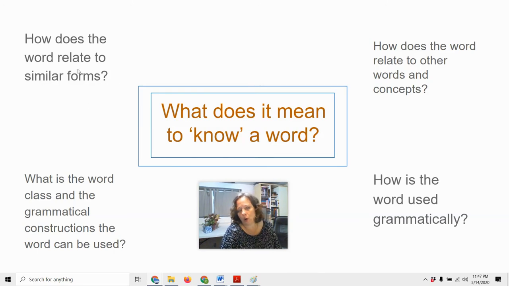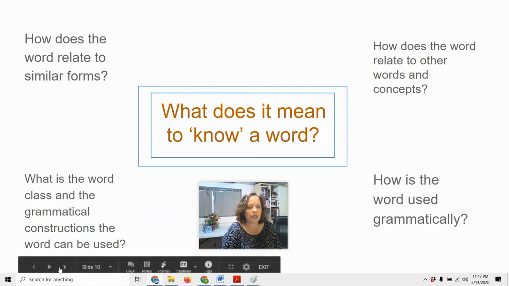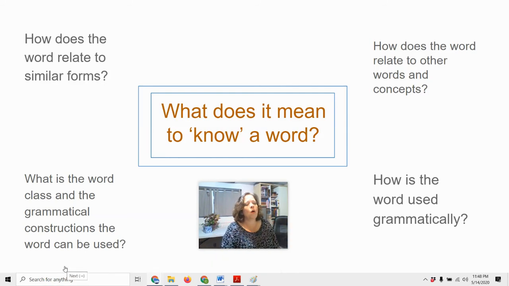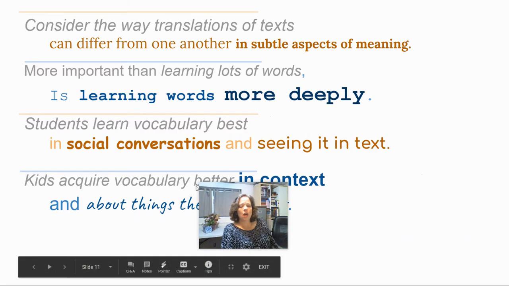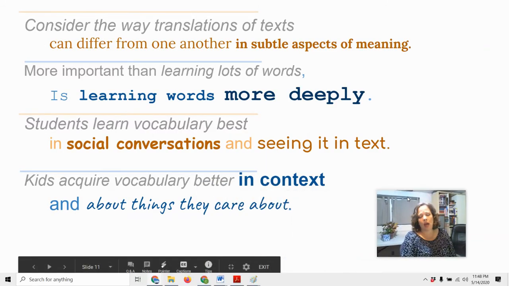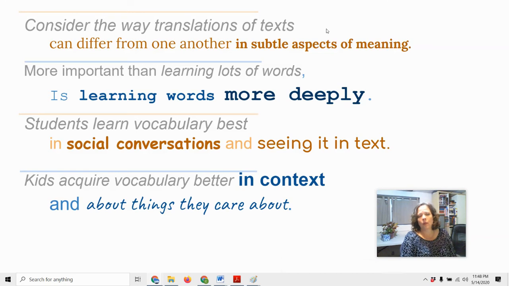So how does that word relate to similar forms, words and concepts, how's it used in grammar, and other questions like that can really help us flesh out what it means to actually know a word. Some other great things to have awareness about is just contemplating the idea of how translations can differ, and maybe one translation is a little better because it somehow manages to convey that subtle meaning.